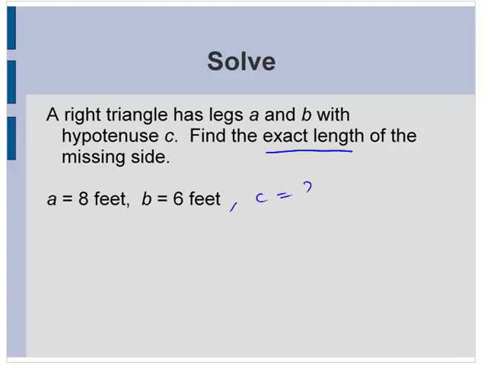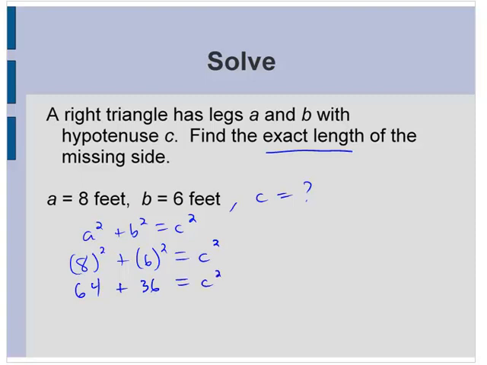That's what's missing. All right, well, using the Pythagorean theorem, since we have A squared plus B squared must be equal to C squared, then 8 squared plus 6 squared must be equal to C squared. 64 plus 36 must be equal to C squared. 64 plus 36 is 100.